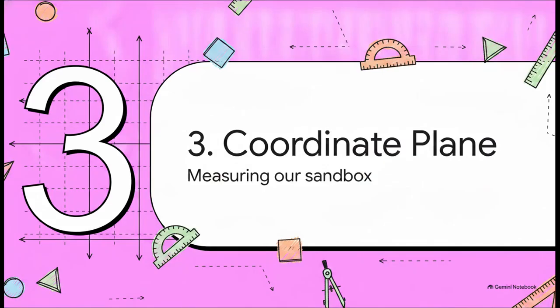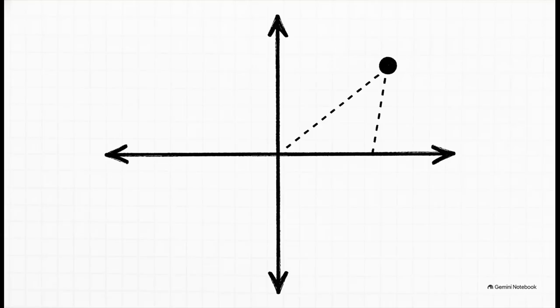Section 3. The coordinate plane, measuring our sandbox. So instead of having points just floating randomly out in space, the coordinate plane gives us a measurable stage to pinpoint exactly where things are. It does this by taking 2 number line axes, a horizontal one and a vertical one, that cross each other perfectly at right angles. This creates a grid, a highly structured environment where geometry basically shakes hands with algebra.